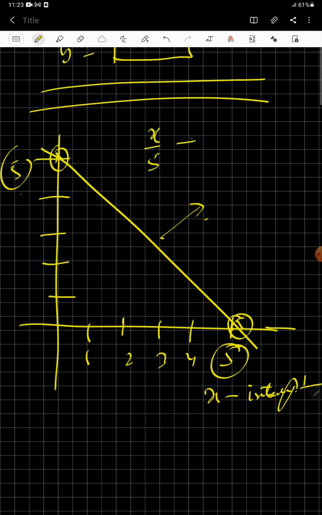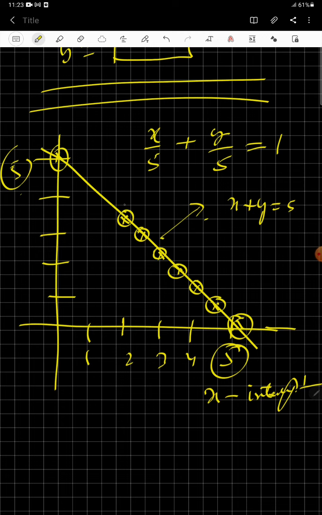So x by 5 plus y by 5 is equal to 1 is the equation of the straight line. Taking the LCM and sending it to the right hand side, we get x plus y is equal to 5. So the reality in all these points is, if you add up the x value and the y value, you will get the sum total equal to 5. You can check it here. Here the point is 5 comma 0 and 5 plus 0 is 5, satisfied here.